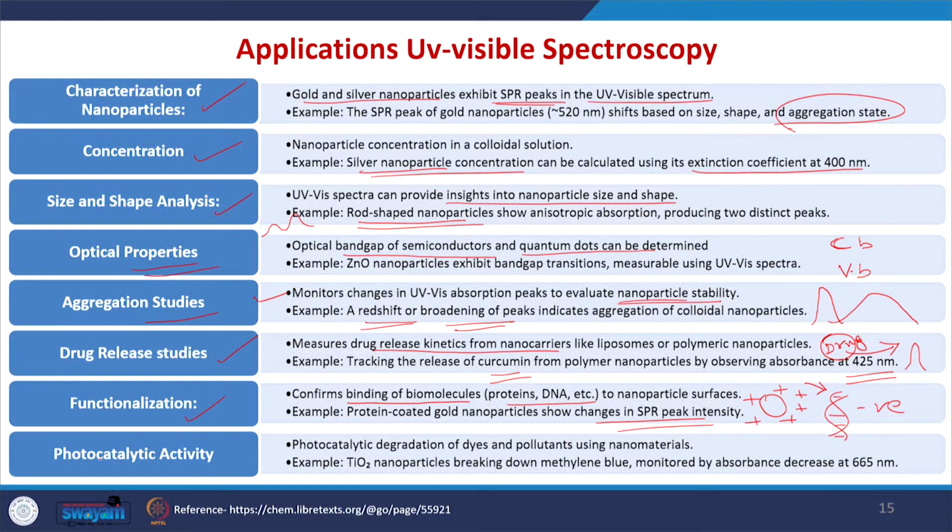We can also use the UV-visible spectrophotometer for studying the photocatalytic activity of nanomaterials. For example, here we can use these TaO2 nanoparticles for the photocatalytic degradation of methylene blue dye. So, that can be monitored by measuring the absorbance decrease at 665 nanometer. And when we are using this kind of dyes, methylene blue, we can use the disposable cuvette, or if you are using glass cuvettes or plastic cuvettes, make sure that the cuvettes are cleaned properly. Otherwise, that will interfere with the next sample.